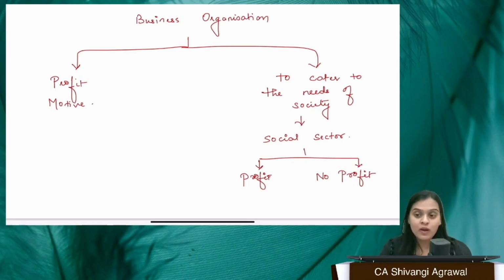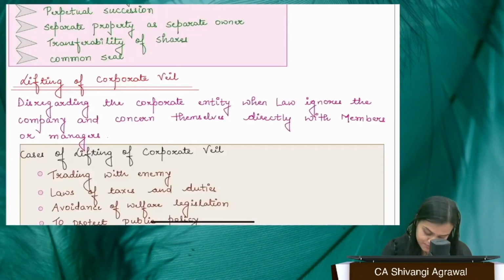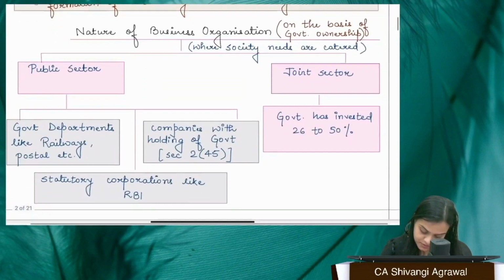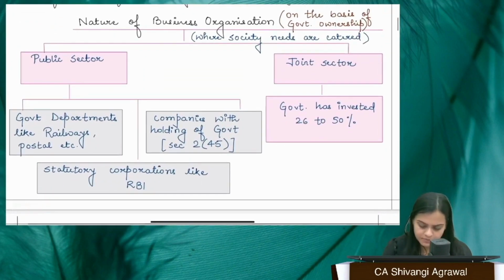Right. Fine, ma'am. When we are talking about the social sector, let me take you through. Okay, I've written this over here also. I don't think I need to rewrite this. When we come to the social sector, it may be a public sector, it may be a joint sector. Fine. I'm not talking about a public company. Mark my words, listen to me very carefully. We are still not talking about companies.